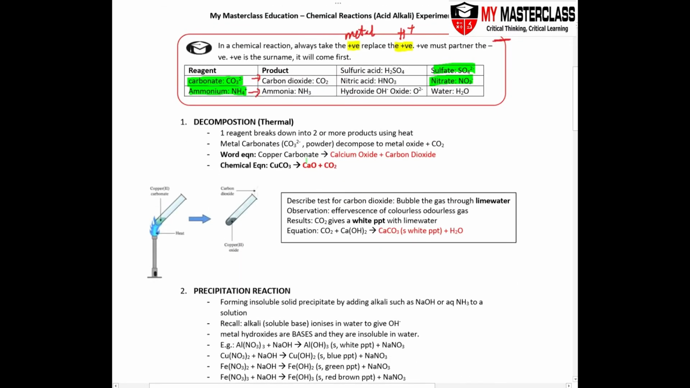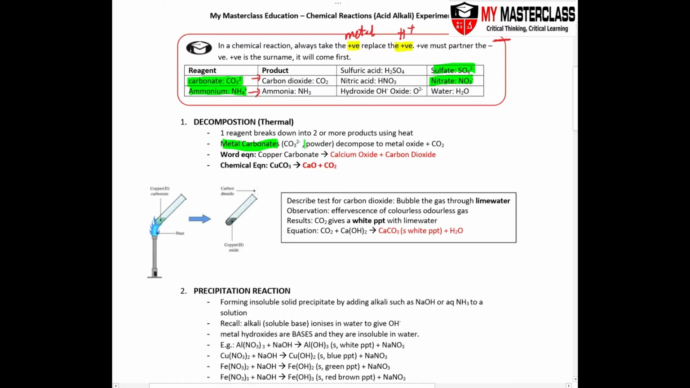Okay, looking at the different possible chemical reactions that we will do in the lab. The first one is thermal decomposition. Okay, one reagent will break down into two or more products using heat. So decomposition is breaking down. Most of the time, the reagent they will give you is a metal carbonate, right? So your carbonate again is your CO3 2-. The 2- must partner the positive metal.